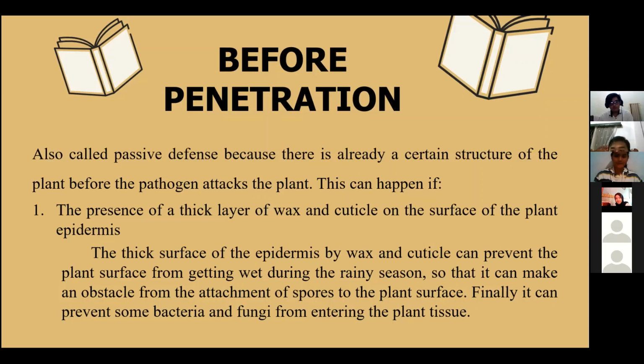Finally, it can prevent some bacteria and fungi from entering the plant tissue.